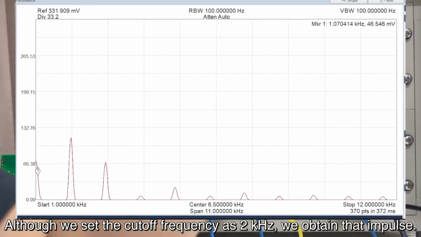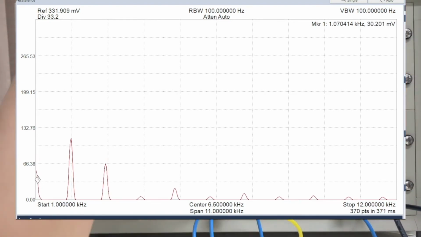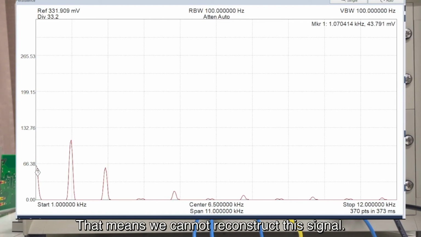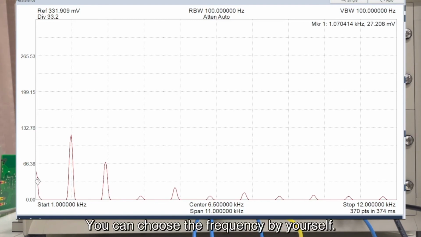Although we set the cut-off frequency at 2 kHz, we obtain that impulse. That means we cannot reconstruct this signal. You can choose the frequency by yourself. Okay, finish.